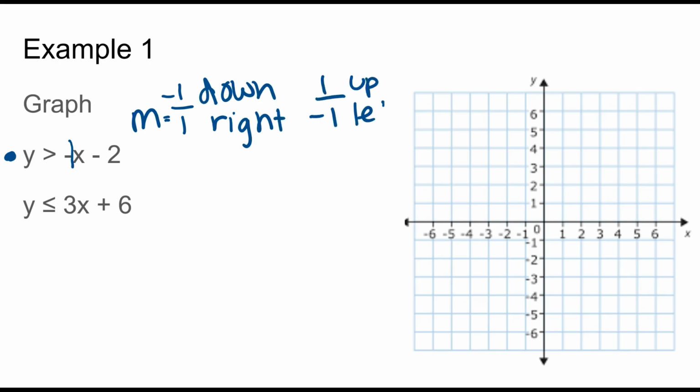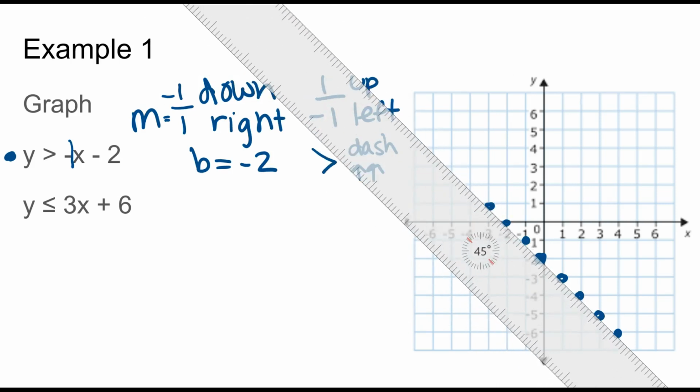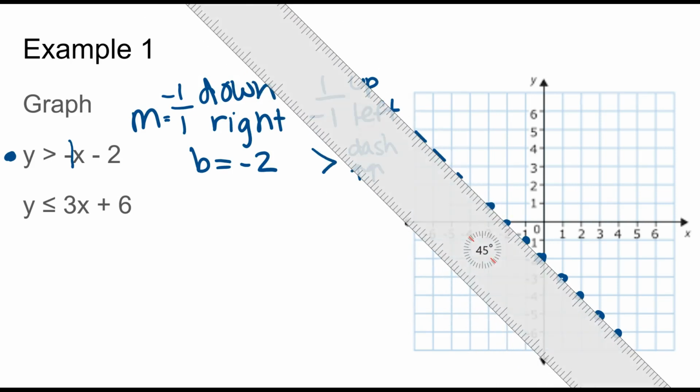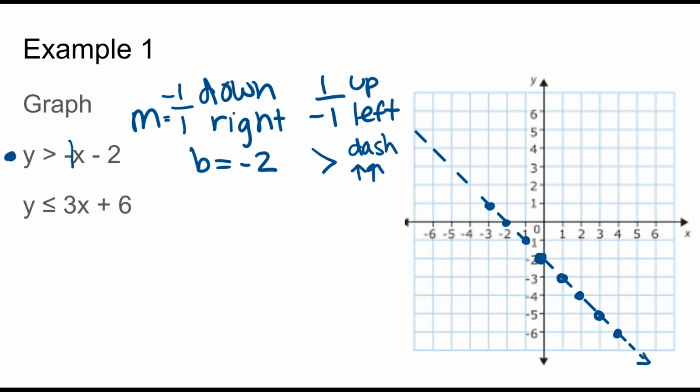Up to the left, and b is equal to (-2). We've got a greater than symbol, so it's going to be dashed, and we're going to be drawing arrows up. Down 1, right 1. And grab that straight edge, connect these with a dashed line. And we're going to be drawing arrows up.